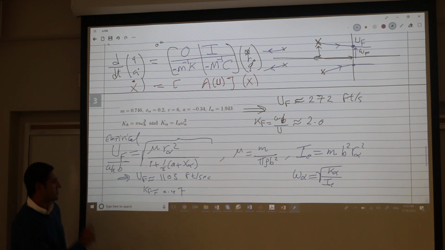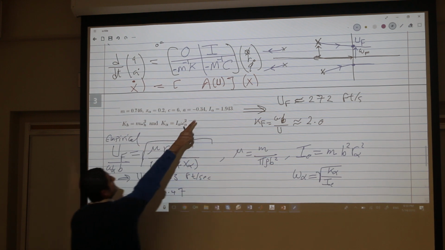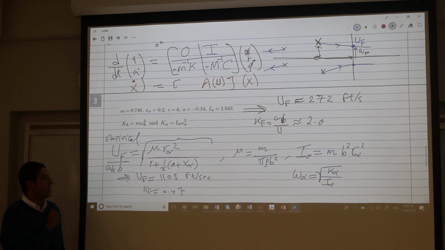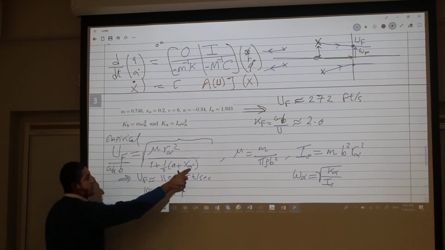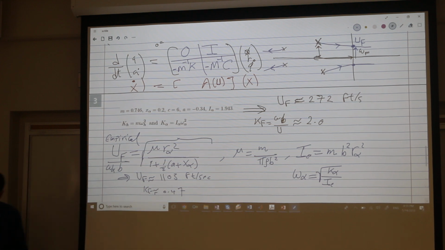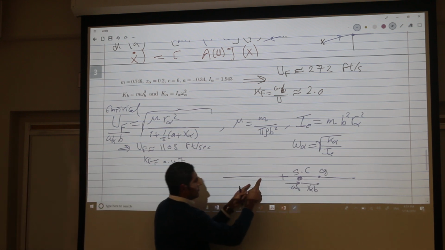But there is something interesting here. The a is negative. You can see here it's negative 0.34. So the shear center is a little bit ahead of the half chord. And x alpha is the distance from the shear center to the center of gravity. I'm just reminding you here: this is the half chord, this is ab to the hinge, the shear center, and from here to there, this is x alpha b, the center of gravity. This is already somewhere here, so the a is negative.